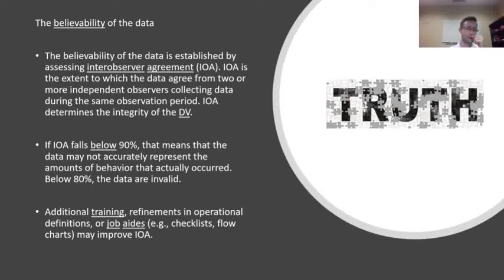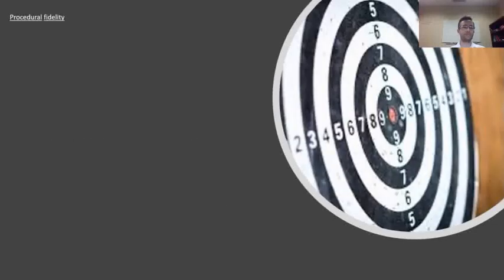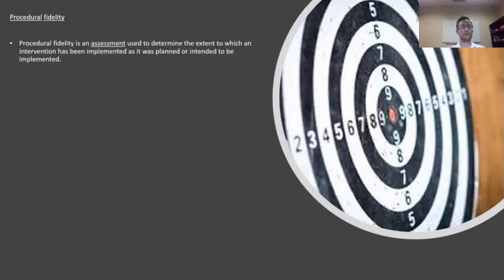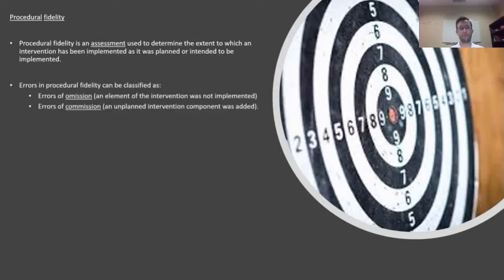Only when you have believable data can you warrant drawing conclusions from those data. Okay, next is procedural fidelity. All right, you can think of procedural fidelity as being on target with respect to implementing the intervention as it was planned. Procedural fidelity is an assessment used to determine the extent to which an intervention has been implemented as it was planned or intended to be.